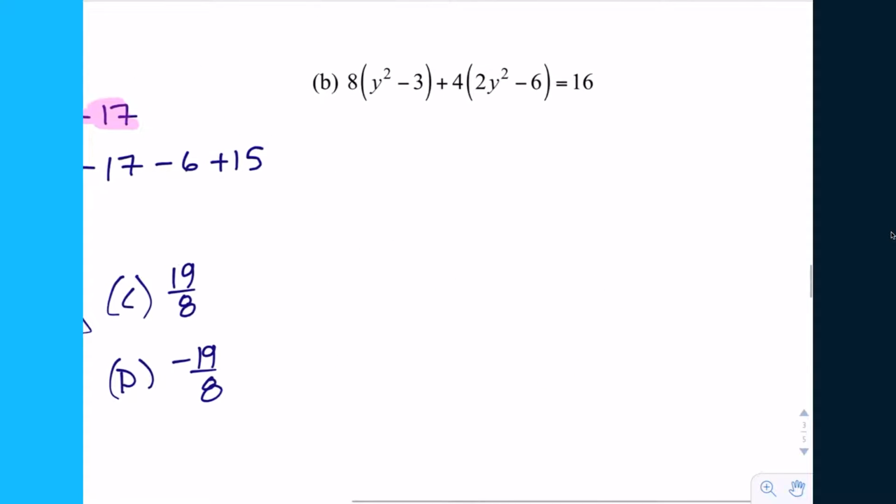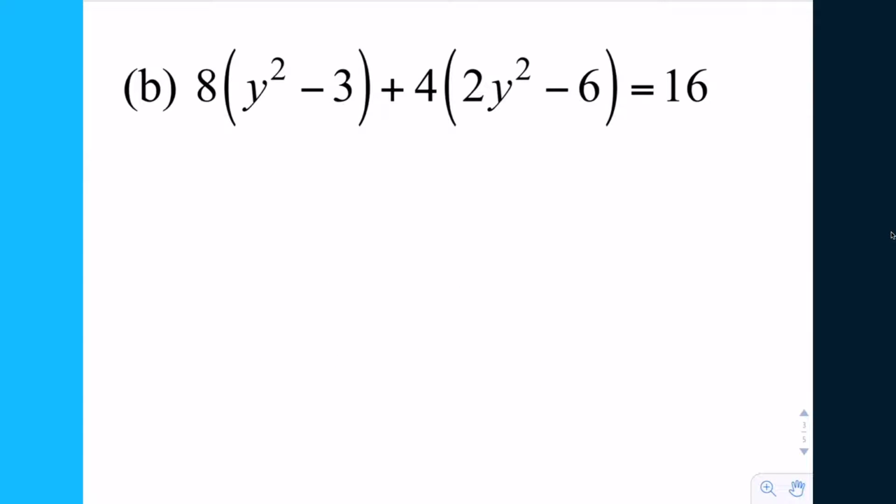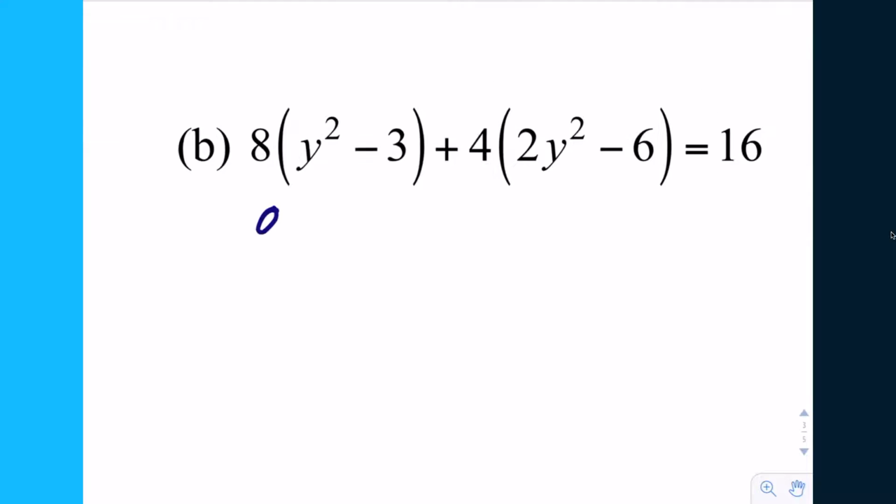Very good. Now over here on B, it's very similar. We just have a single variable term of y squared. There's no y squared and a y term, just a y squared term. So in this case, same idea. We want to isolate the variable on one side, get the numbers on the other. So we're separating. And to do that, we distribute. So let's go through this one a little bit more quickly.